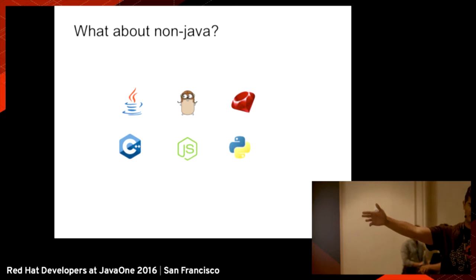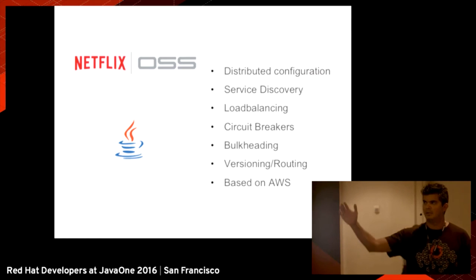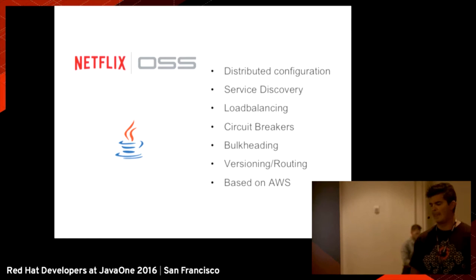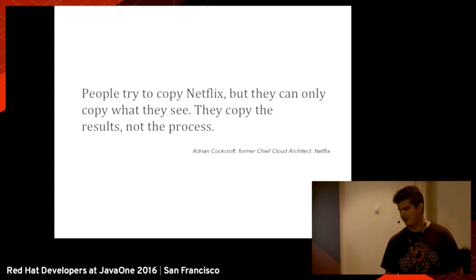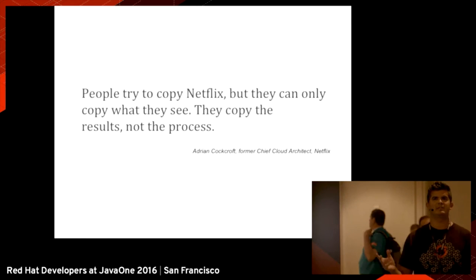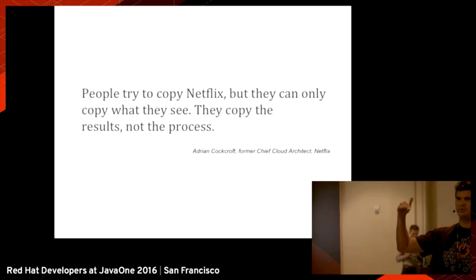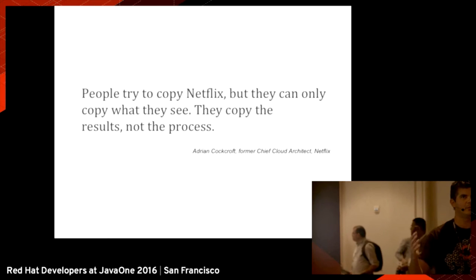What about Node.js or Golang or Python or whatever? Those also need these features. And a very interesting thing, Adrian Cockcroft, former chief architect at Netflix, said that if you're going to innovate, you can't just see what everybody else is doing and copy them, because that's not innovation, right? Just using these tools isn't going to make you cloud native or microservices.